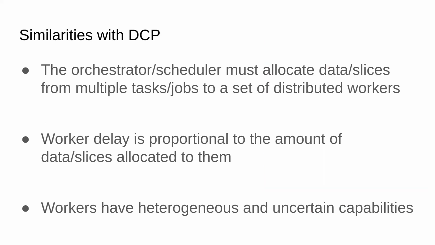I'm going to take a moment and contrast this with scheduling in DCP. In both settings, an orchestrator has to allocate some number of slices from multiple tasks to a set of distributed workers. And the delay of these workers is proportional to the amount of data or slices that are allocated to them. And these workers have heterogeneous and uncertain capabilities that change during the duration of the job.